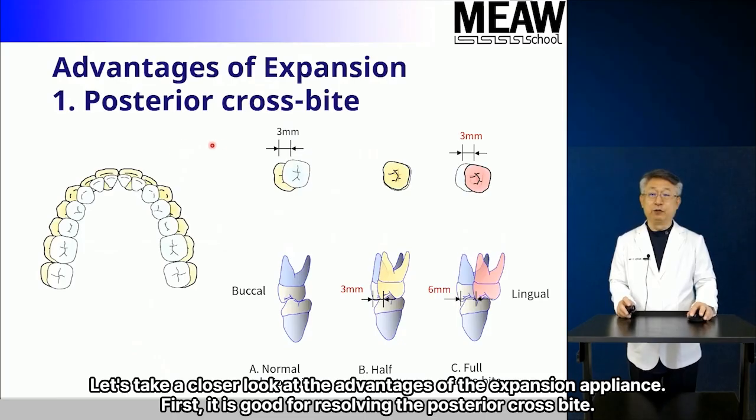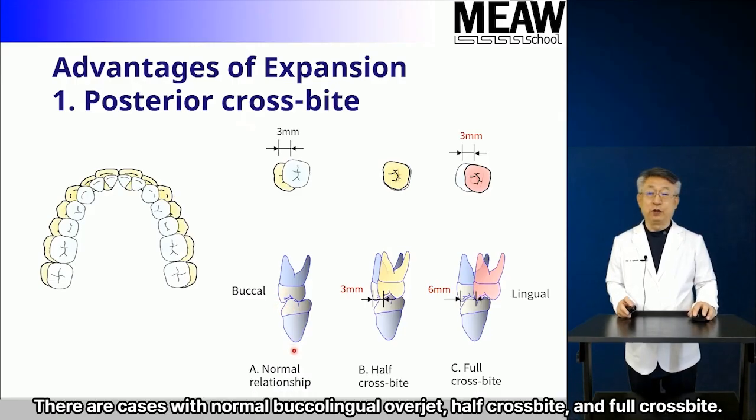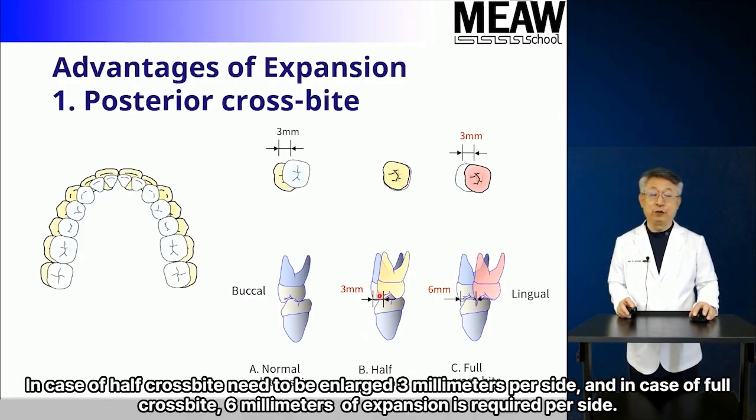Let's take a closer look at the advantages of the expansion appliance. First, it is good for resolving the posterior crossbite. There are cases with normal buccolingual overjet, half crossbite, and full crossbite. In case of half crossbite, it needs to be enlarged 3 mm per side, and in case of full crossbite, 6 mm of expansion is required per side.